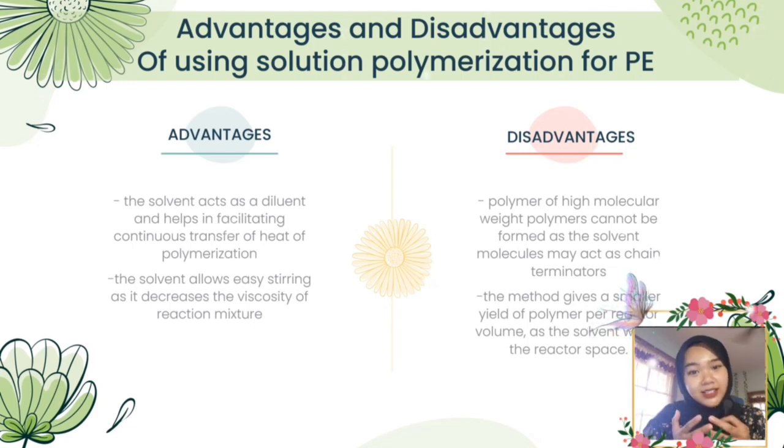Next are the disadvantages of using solution polymerization for PE. The disadvantage is it gives a polymer of a high molecular weight. Polymer cannot be formed as the solvent molecules may act as a chain terminator. Number two, this method can give a smaller yield of polymer per reaction volume as the solvent wastes reactor space.